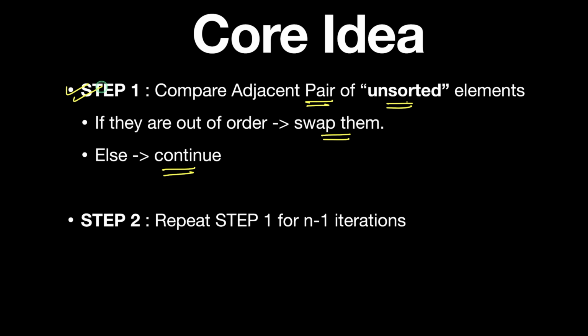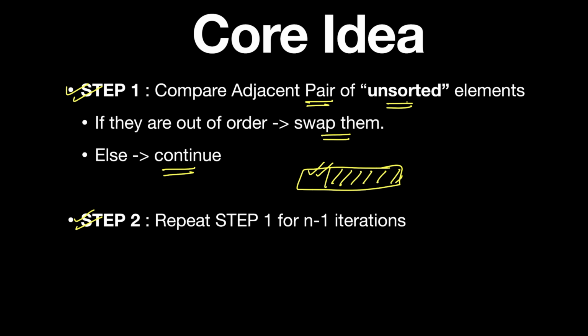Step 2 is that we repeat step 1 for n minus 1 iterations. So I also explained why n minus 1 iterations. That is because if you have an array of say n elements, and if the n minus 1 elements are in the right order, the last element is automatically present at its correct location, and hence we don't need to run the algorithm one more time. So in the example, we had seen that we had 5 elements, and with 4 iterations, we were able to completely sort the array.